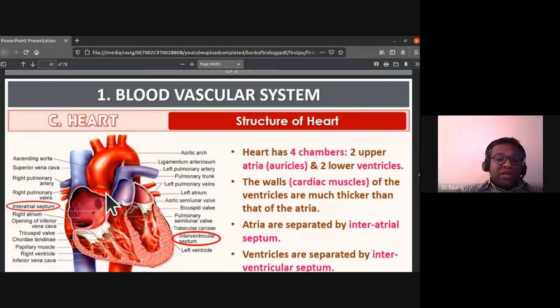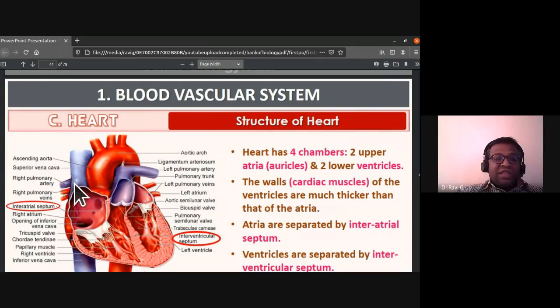And even the aortic valves are there, the semilunar valves, which prevent the backflow of blood. So the pulmonary artery also has the pulmonary semilunar valves, then the aortic semilunar valves. The valves are all meant to prevent the backflow of blood. So these are all things that you have to remember regarding the labeling.